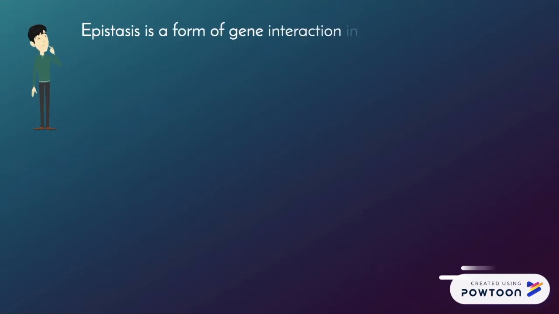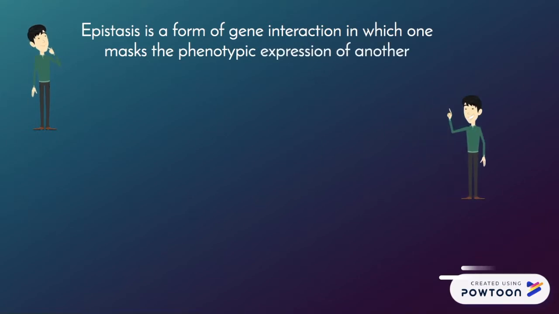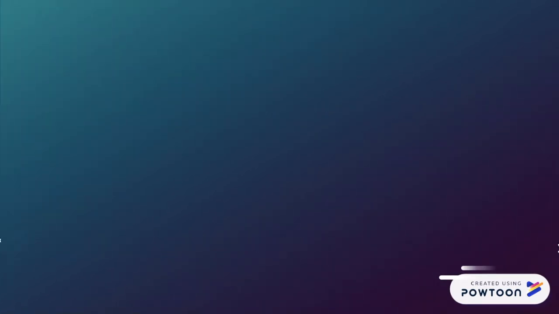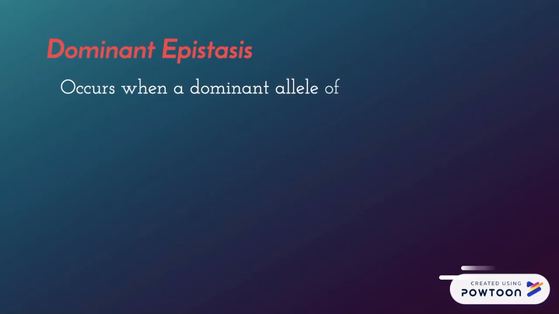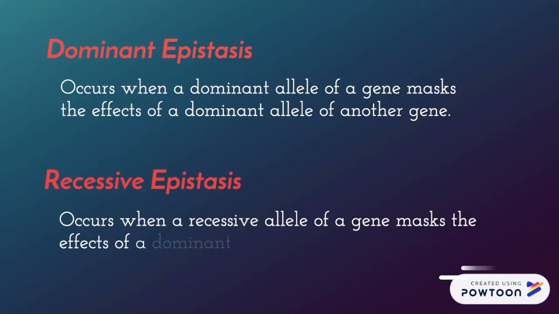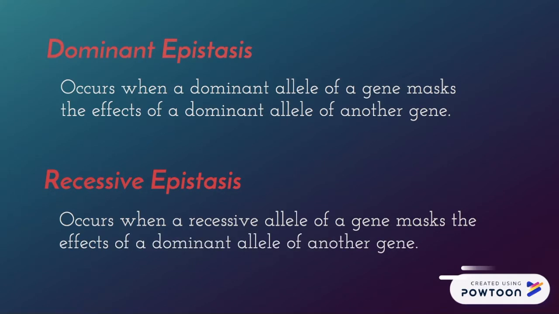Epistasis is a form of gene interaction in which one gene masks the phenotypic expression of another. So an epistatic gene is one that determines expression. The gene being masked is referred to as the regulated or hypostatic gene. Dominant epistasis occurs when a dominant allele of a gene masks the effects of a dominant allele of another gene. Recessive epistasis occurs when a recessive allele of a gene masks the effects of a dominant allele of another gene.